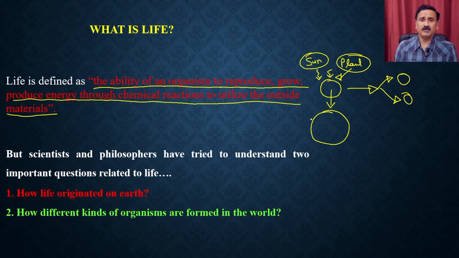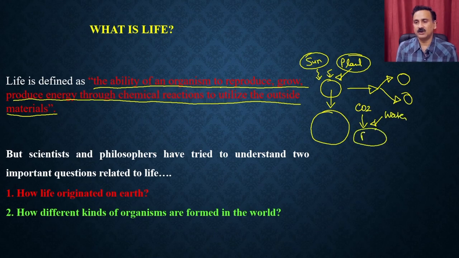And then it should be able to produce energy, so it should be able to run the metabolic reactions so that it can utilize the raw material available in the system. If it is a plant, it will utilize two raw materials, carbon dioxide and water. The carbon dioxide and water are utilized by the plant along with sunlight.